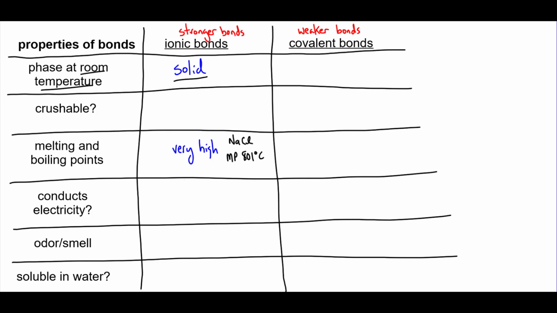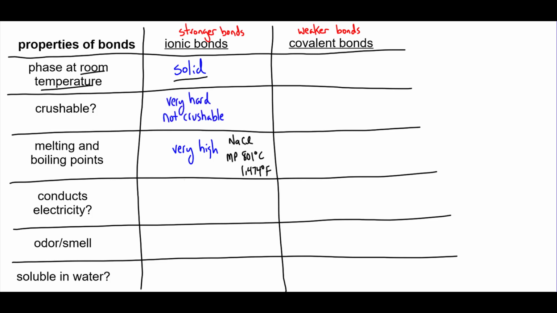I mean, water boils at 100 degrees Celsius. In Fahrenheit, this is 1,474 degrees Fahrenheit. It's really hot, just to melt sodium chloride. So let's go ahead and fill in the other boxes for ionic substances. For the crushable box, I couldn't think of another word for it. Ionic substances are extremely hard.